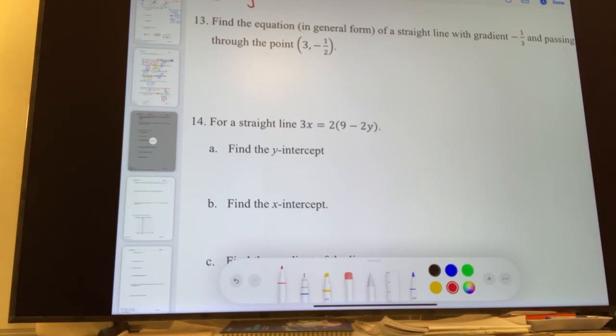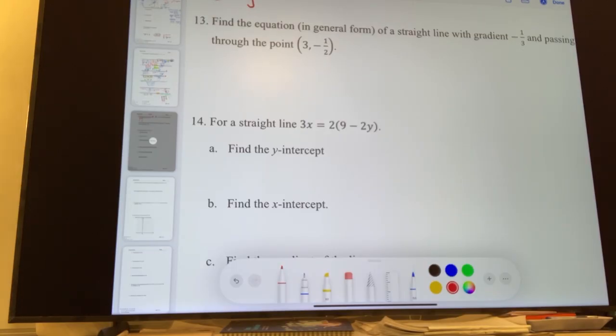You need to move your 9 away as well. So you are going to write 2x plus 6y plus 9 equal to 0. That is general form. Is that right? Which one is that? The gradient. The general form.